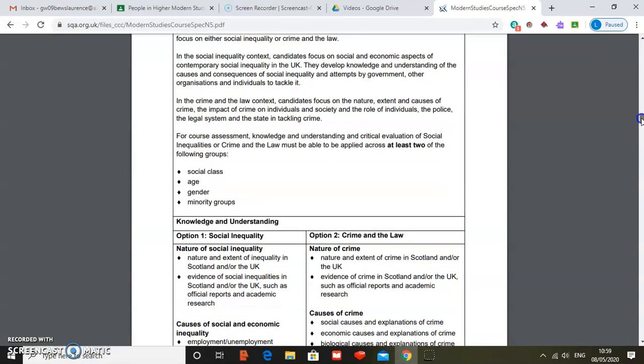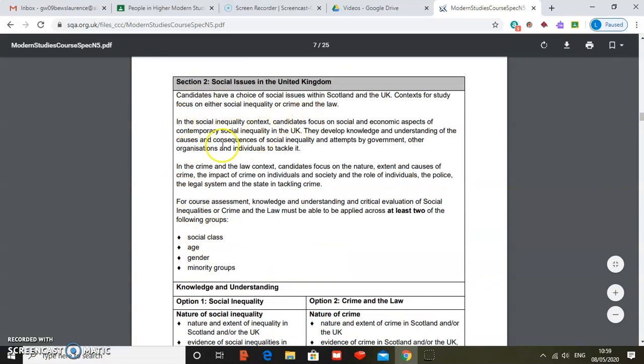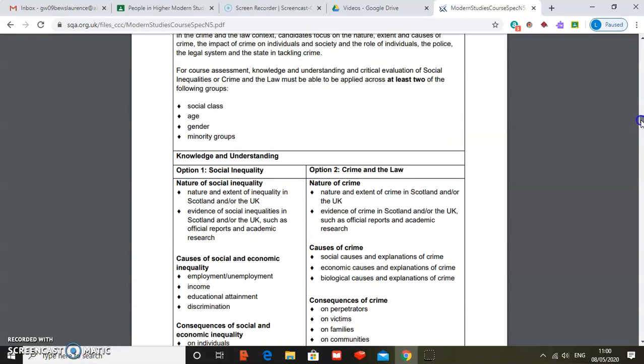Now, the second section is all about social issues. And you can see here, there is potential for social inequality and crime and law. We look at crime and law, but it says here, for course assessment, knowledge and understanding and critical evaluation of social inequalities of crime and law must be able to be applied across at least two of the following groups: social class, age, gender and minority groups. So we always need to factor in that we need to be able to talk about different groups and about how they're affected by it.